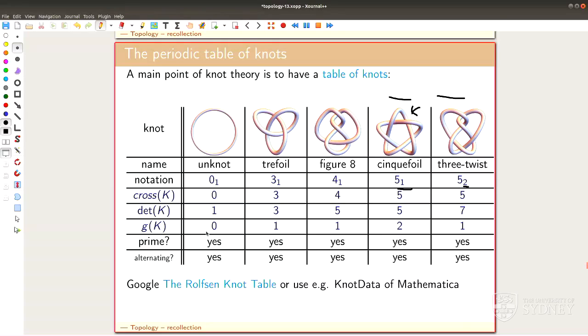So note here the genus again, the genus is 0 if and only if the knot is trivial, but two different knots can have the same genus. For example, those two and those two. They have the same genus, but they're not the same knot. These two are distinguished by the determinant, for example. So the trefoil here, determinant, and these two are distinguished by the determinant as well. So they're all different on this table.